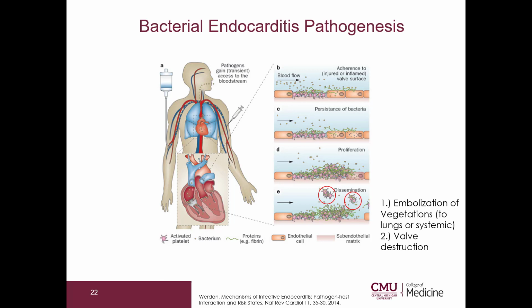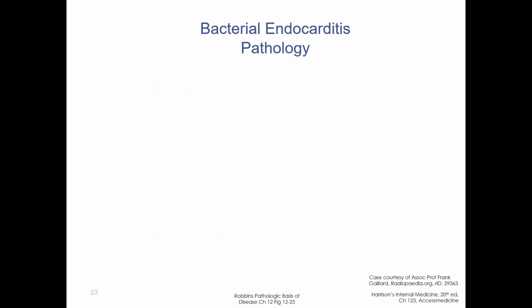The embolization of the vegetations can go to the lungs, for example, if it affects the right-sided heart valves, or it can go to systemic organs if it affects the left-sided heart valves. For example, it can go to the brain and cause brain infarction. You can also get valve destruction. Let's take a look at the pathology.